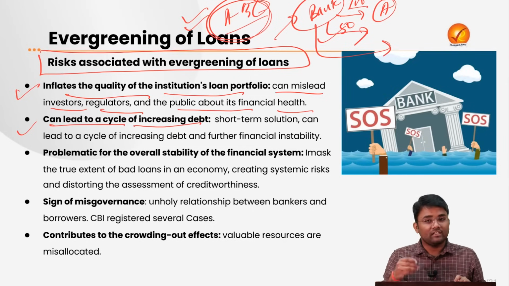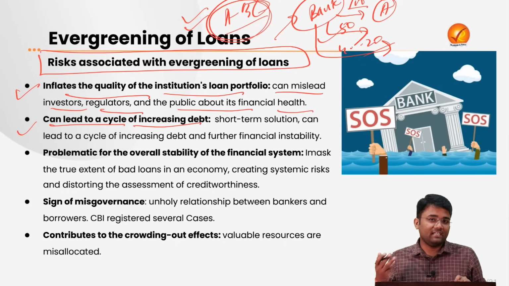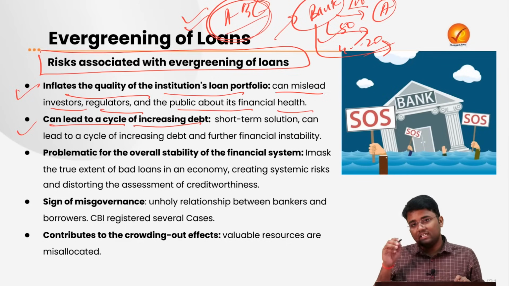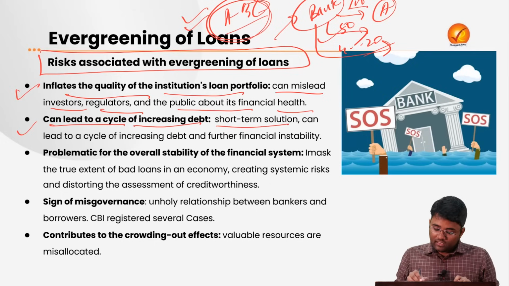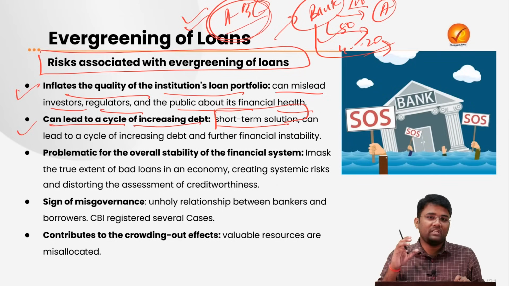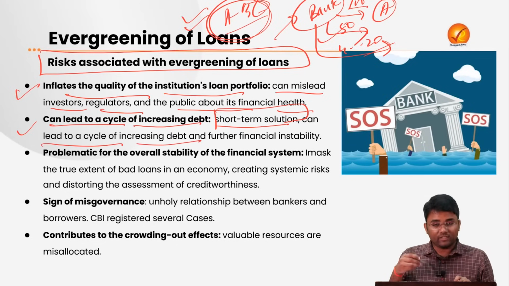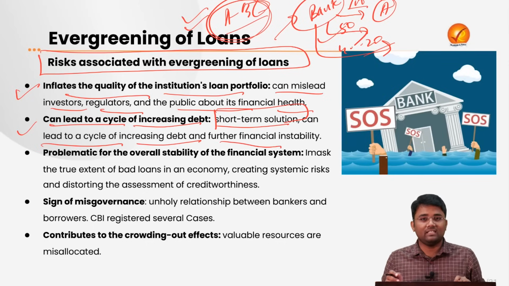Again the bank has given 40,000 and 30,000, and again the person is not repaying. So it is like increasing the debt burden again and again, creating a cycle where debt is increasing time and again. Banks should understand that this is a short term solution, not a long term solution, and the bank will get caught in a very poor vicious cycle, which can lead to increasing debt and further financial instability.